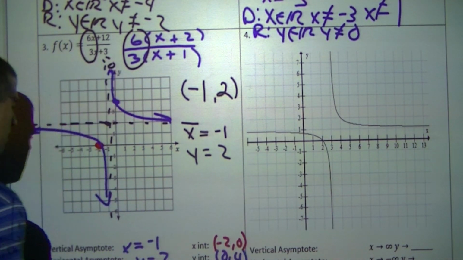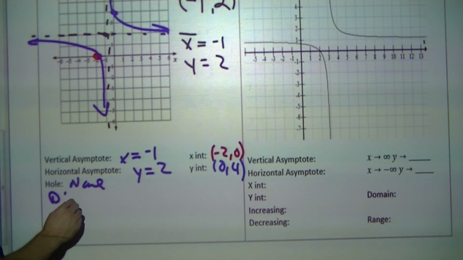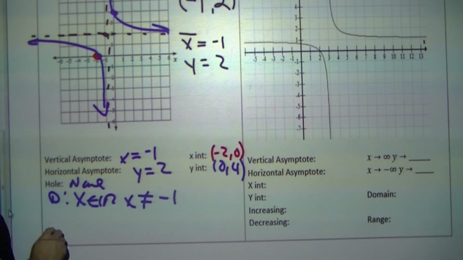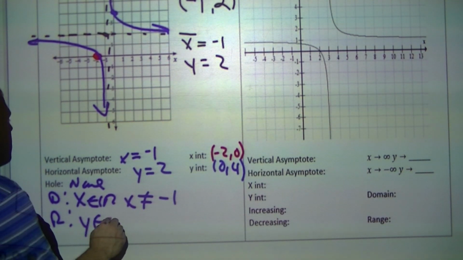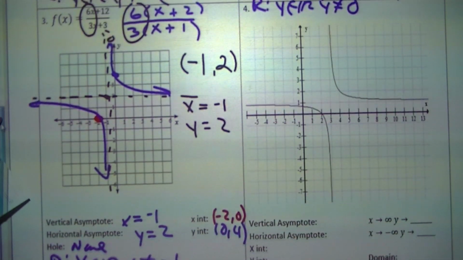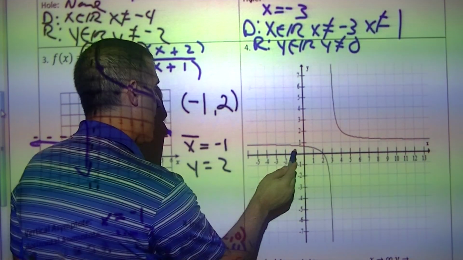Okay. As far as holes go, you have none. If you were finding the domain, it would be all reals, but x couldn't be -1. The range would be all reals, but y can't equal 2. Now, as you come over to this one, you have to draw in the asymptotes.